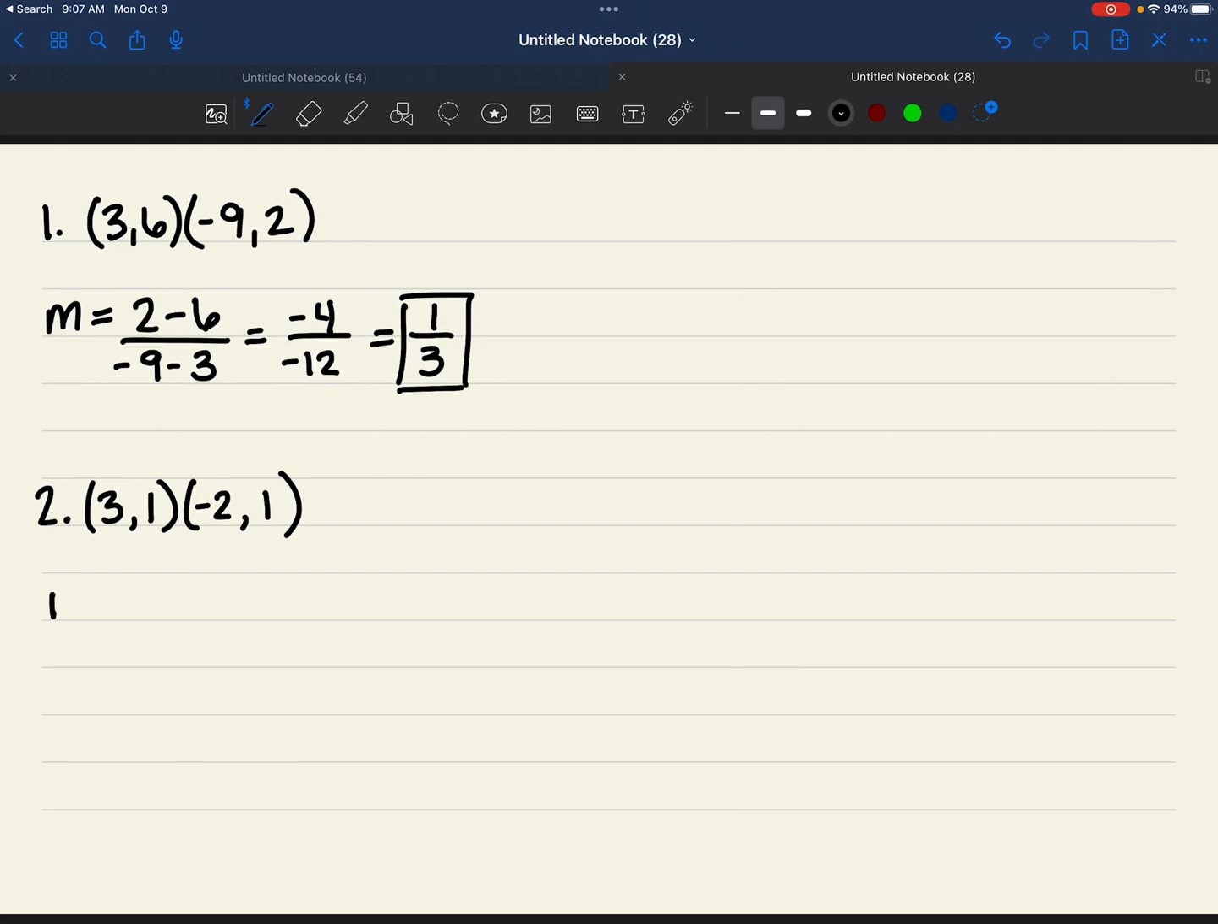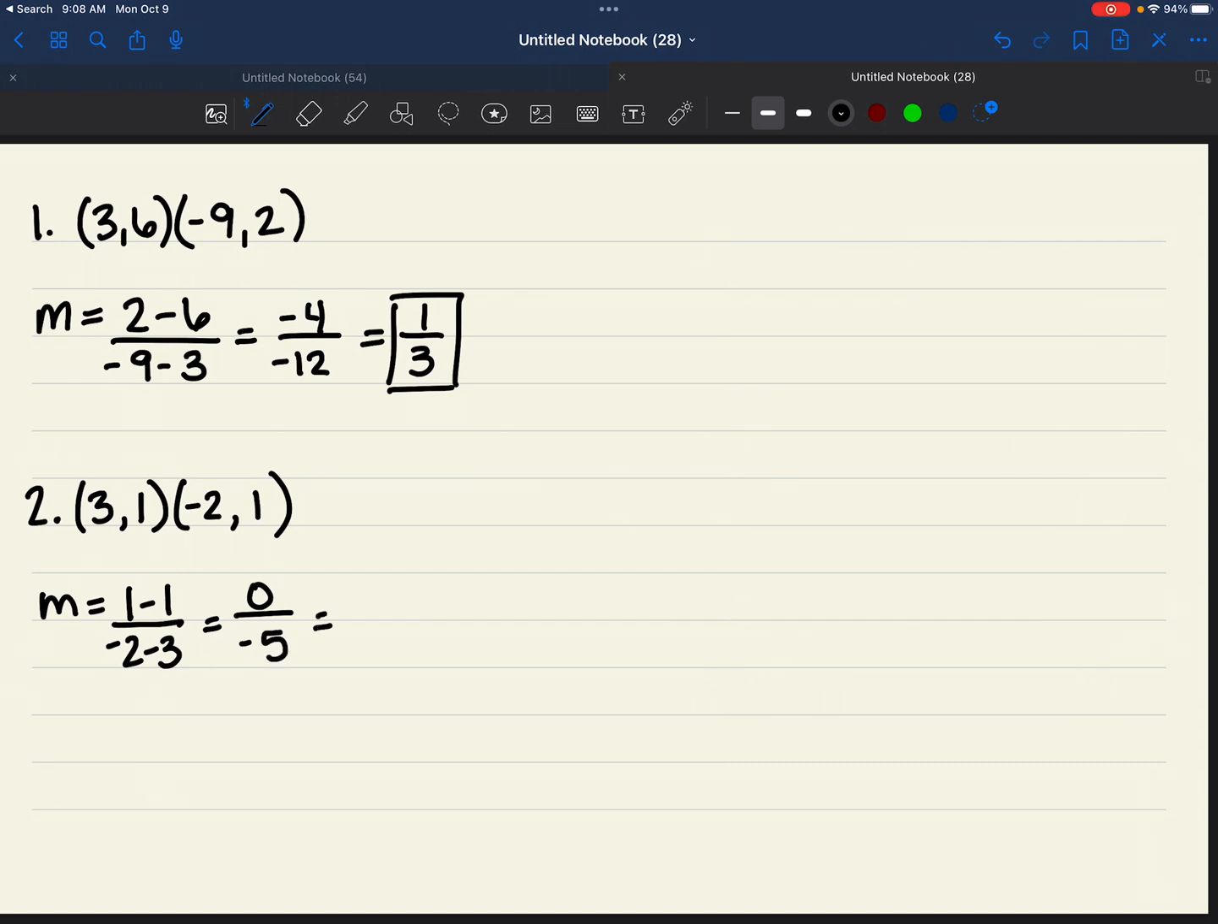Miguel, how would I solve for slope here? Yep. 1 minus 1. Okay. 1 minus 1 would give us what? 0. What's -2 minus 3? -5. 0 divided by anything is 0. Okay, last one.